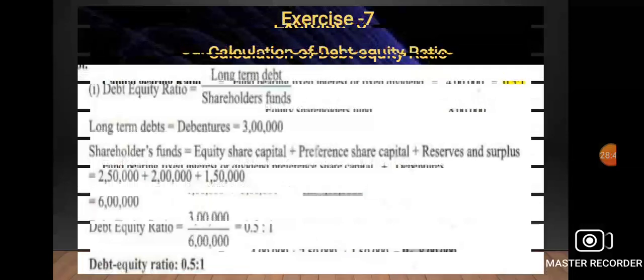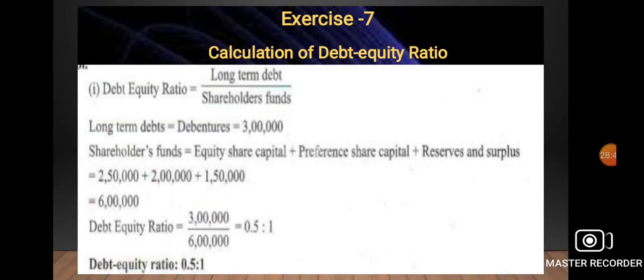Then come to exercise number 7, calculation of debt equity ratio. From the following balance sheet of James Limited as on 31st March 2019, calculate debt equity ratio, proprietary ratio, and capital gearing ratio. The long term solvency ratios, we are calculating in exercise number 7 at a time. So look at the book, students, see the question.